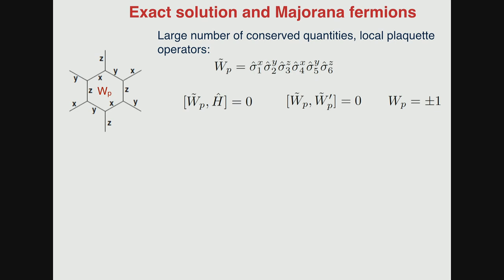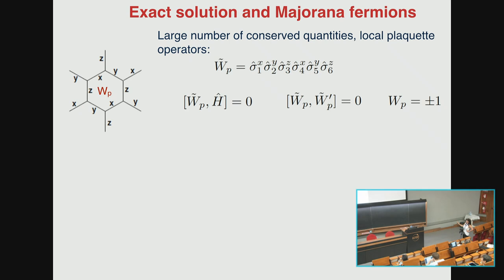Where is the exact solution coming from? The exact solution is coming because in this Hamiltonian there is a large number of conserved quantities, and these conserved quantities are local plaquette operators, this W_P. Let me explain everything for the honeycomb; the generalization to three-dimensional models is very simple. So you have this honeycomb, and you go along a plaquette and multiply a particular component of the spin, and this component corresponds to the type of the outgoing bond, which does not belong to this plaquette.